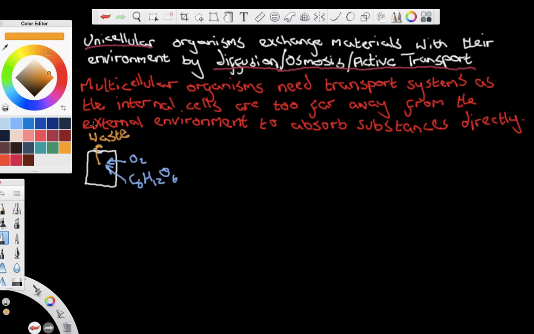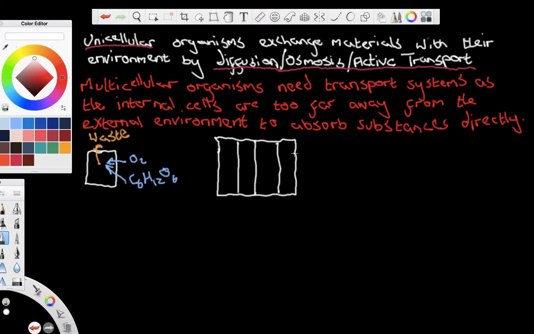However, if you're a multicellular organism, and you happen to be the cells in the middle of the organism, you can't touch the external environment. Therefore, you can't get rid of things or gain things by diffusion alone. So, such as these cells on the outside, they'll be able to get oxygen, they'll be able to get glucose. However, these ones in the middle, so these ones that I'm shading in orange now, would not be able to get what they need. Therefore, transport systems need to deliver the substances needed by these cells.